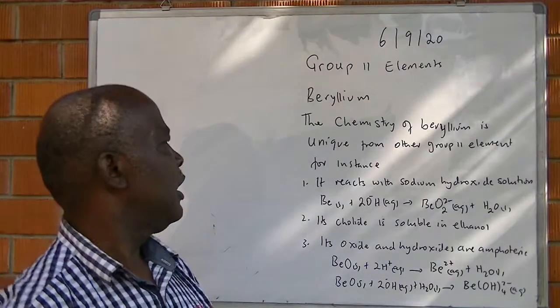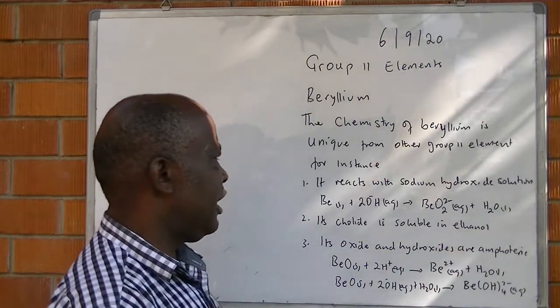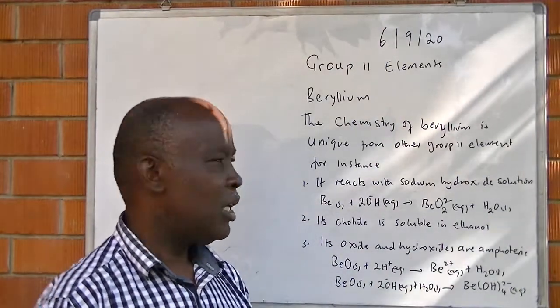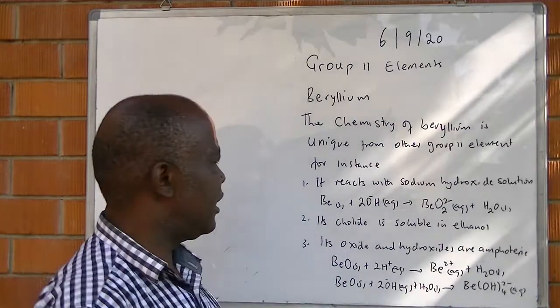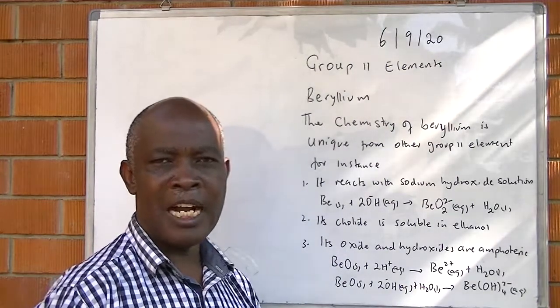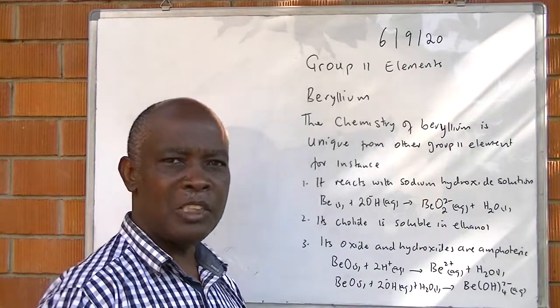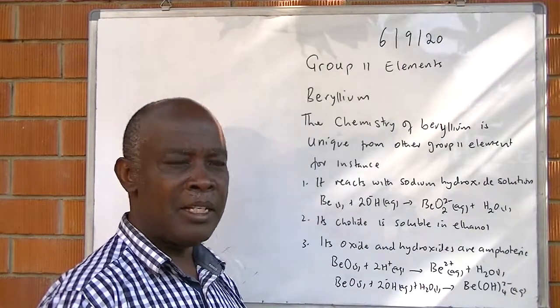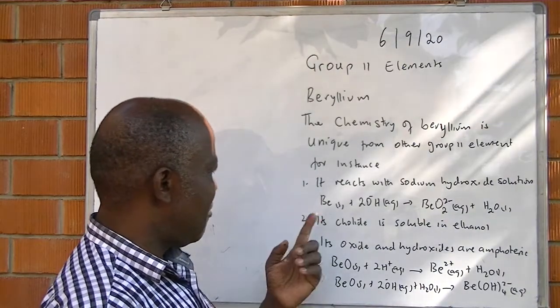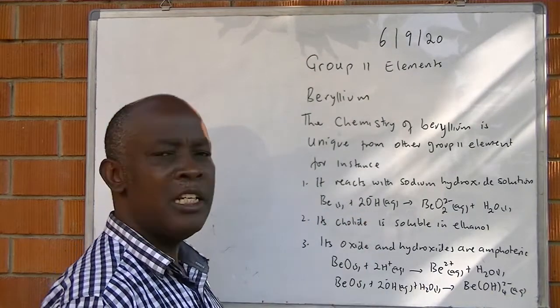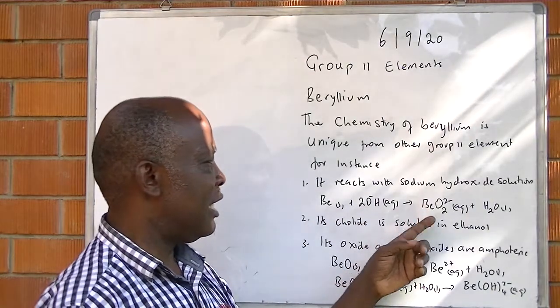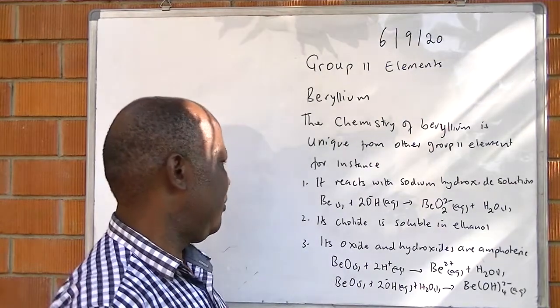Beryllium. The chemistry of beryllium is unique from other group 2 elements. For instance, beryllium reacts with sodium hydroxide while other elements don't. Beryllium plus sodium hydroxide, you get beryllate ion and water.